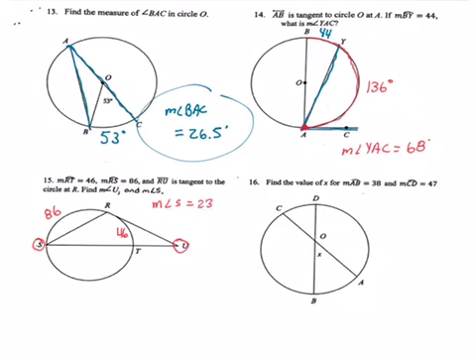Angle U, however, is outside the circle. So the measure of angle U is going to be equal to 1/2 the difference of the two arcs that it cuts. So 86 minus 46, which in this case would be 1/2 of 40. Half of 40 gives us a measure for angle U equal to 20 degrees.